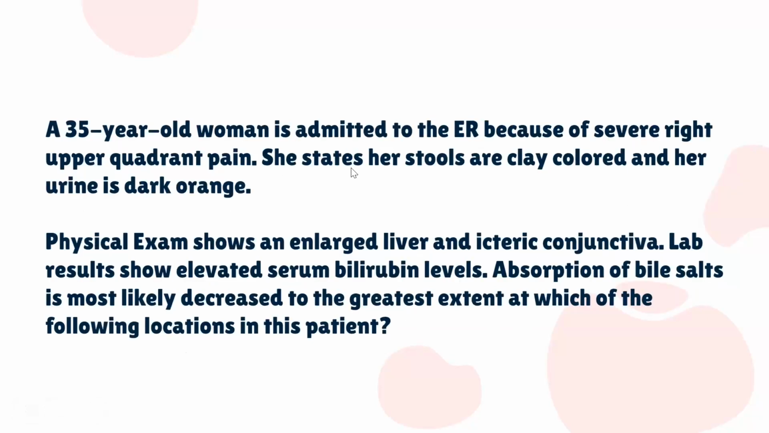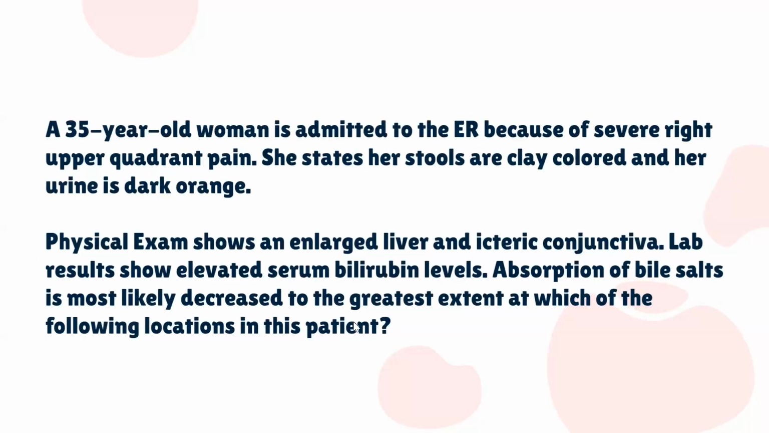So she has severe right upper quadrant pain. Okay, right upper quadrant pain most likely is because of a liver etiology, or it can be gallbladder. These are present in the right upper quadrant, and most likely this is where the problem occurs. She has clay-colored stools, and her urine is dark orange. Now, I'm going to explain why she has this, but this is very pathognomonic for a certain condition, okay? She has hepatomegaly and icteric conjunctiva. Icteric refers to yellow conjunctiva. So she has jaundice and she has elevated bilirubin levels, okay?